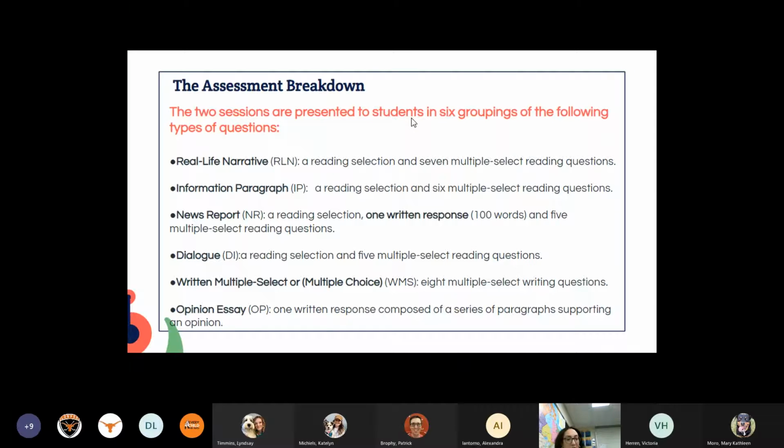If you want to go through this with your teacher later or on the D2L, it gives you more information as to what types of things you're going to be reading. Again, these are things you're not just seeing in English class. Information paragraphs, news reports, dialogue. So there's a good variety.